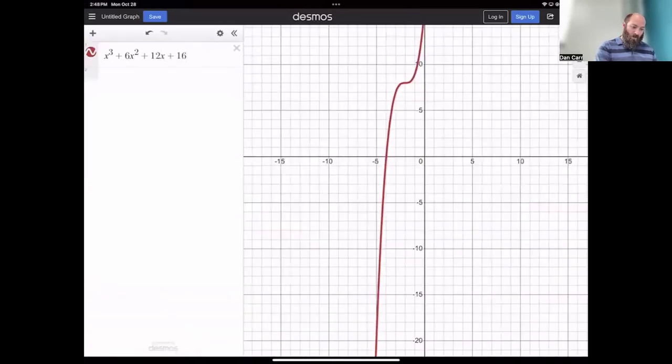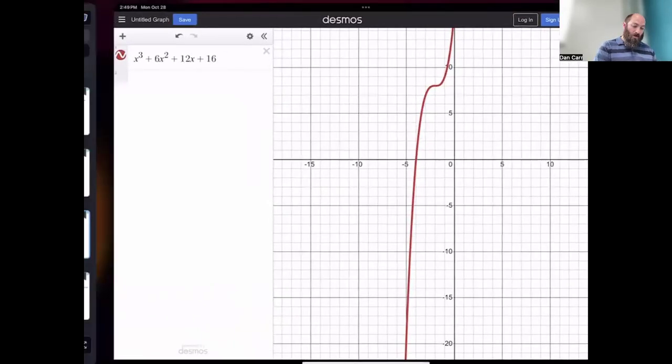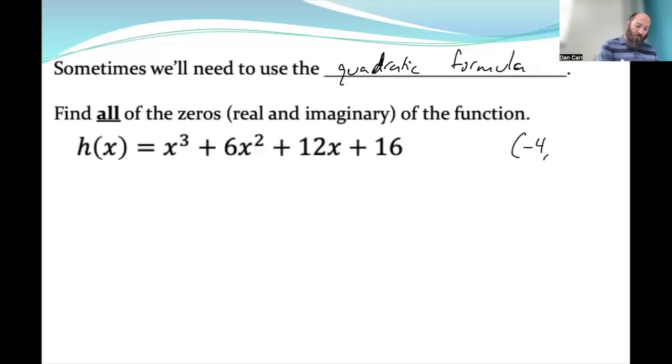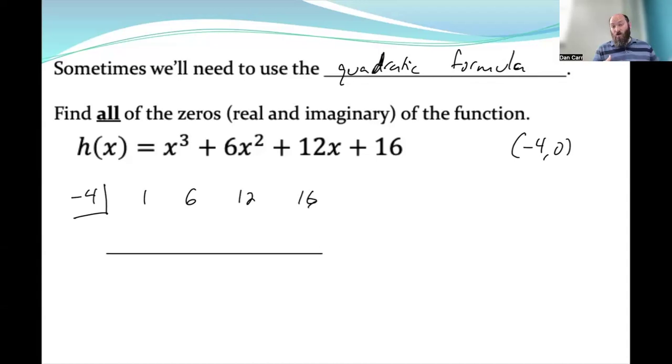Okay, all I really care about right now is that. That tells me it's -4, 0. So I'm crossing at -4, 0. So I'm going to go ahead and do -4 with a 1, 6, 12, 16. Now, again, you saw the graph real quick. It's not crossing any more times. So I only got 1 real zero, and then I'll have 2 imaginary zeros from this process here. Okay, sorry about that. So we're going to go ahead and run through the process.